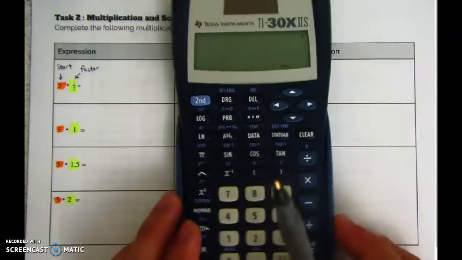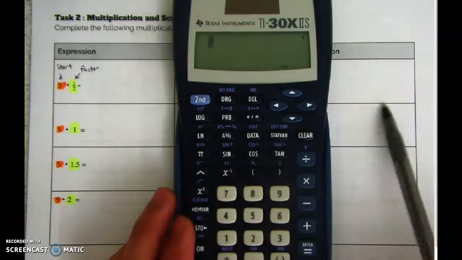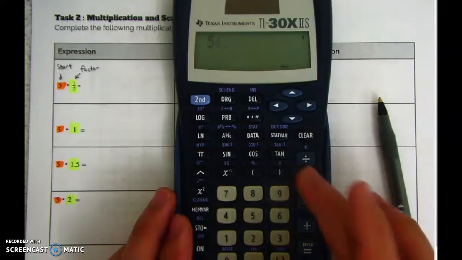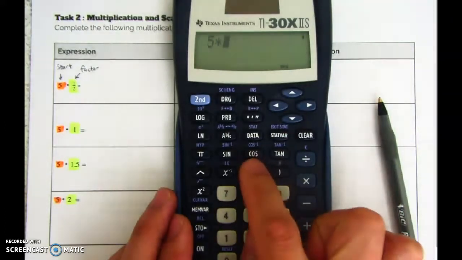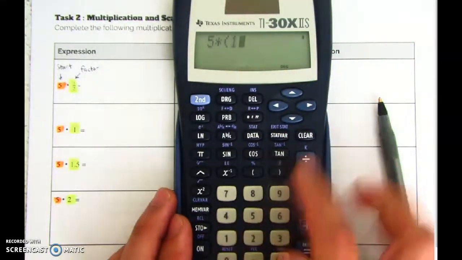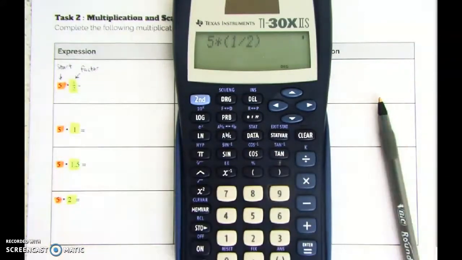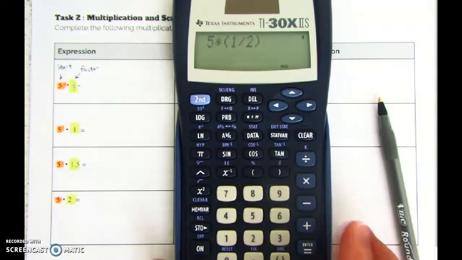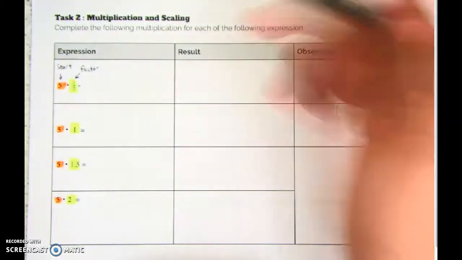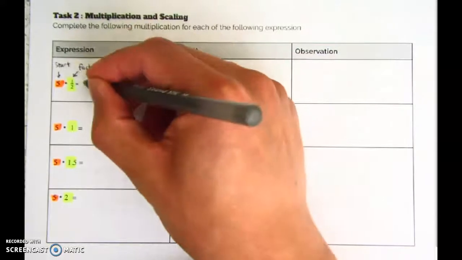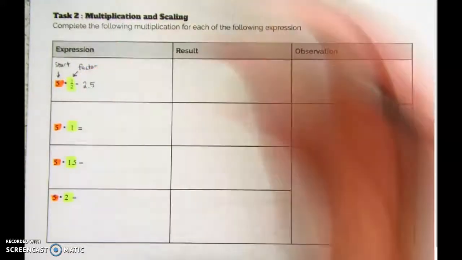So on your calculator, the way that we type in 1/2 is we can type 5 times, and we're actually going to do the parentheses, and we're going to put 1/2 in that parentheses. Go ahead and make sure that your calculator looks exactly like mine, and press enter. When you do that, you should get a certain number, which is 2.5. So we're going to write that into the results, into here, 2.5.